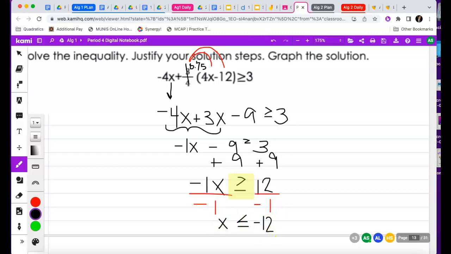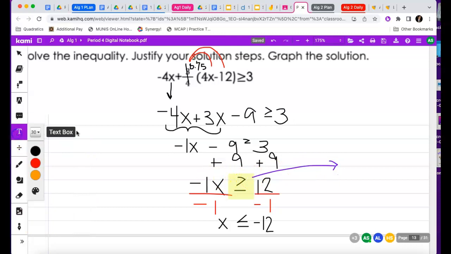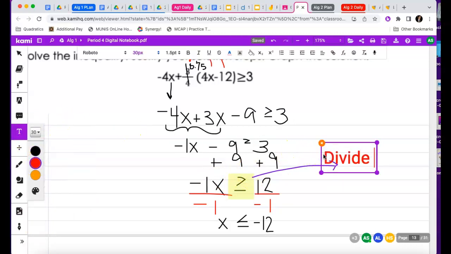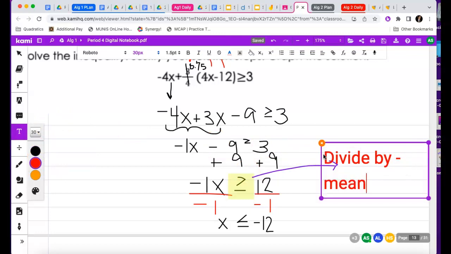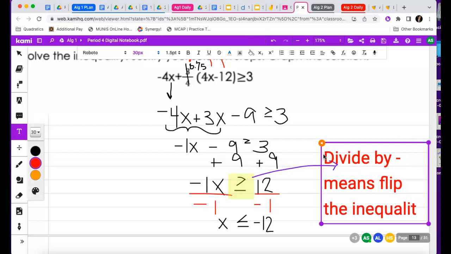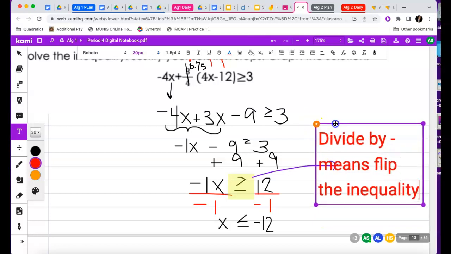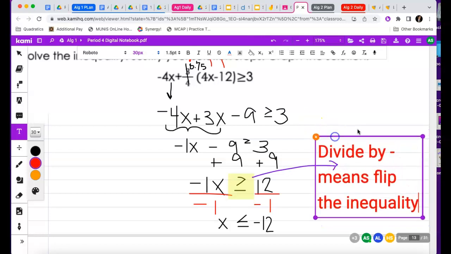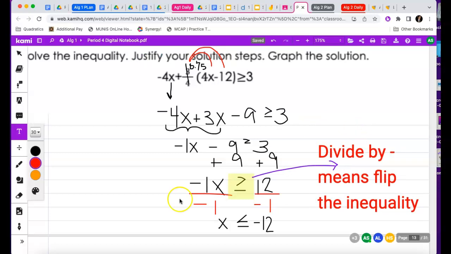So the only difference here is when we're dividing by a negative, we have to reverse the sign. So I'm going to make a little note off to the side. Divide by negative means flip the inequality. Okay, that's why we made it a less than or equal to instead of a greater than or equal to.